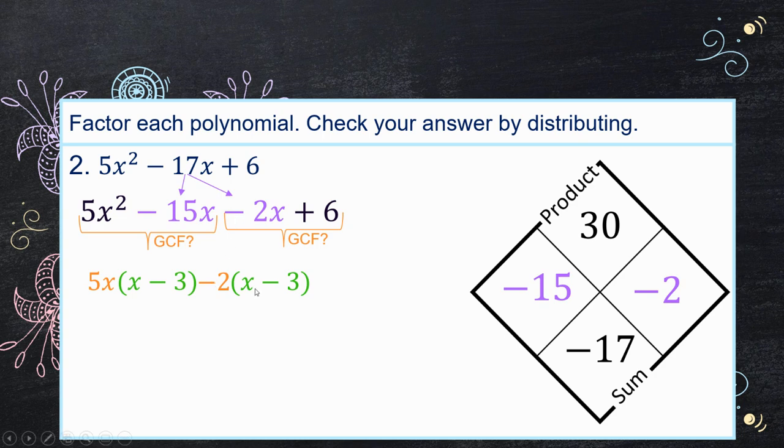So you got the same binomial as you did the first time. That tells you you're doing it right. That's your common binomial. That will be your first factor. And then the greatest common factors go together in your second factor.